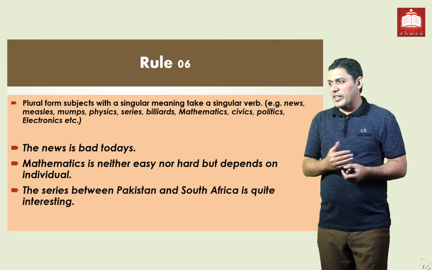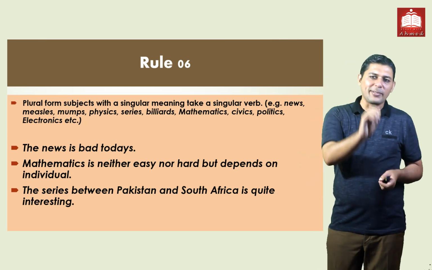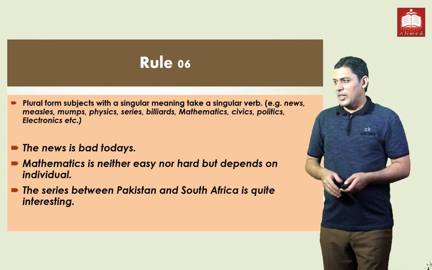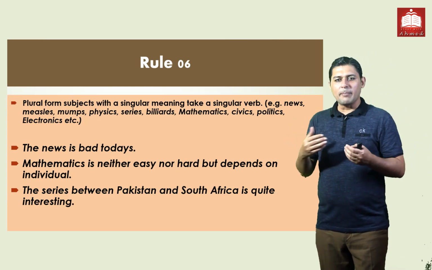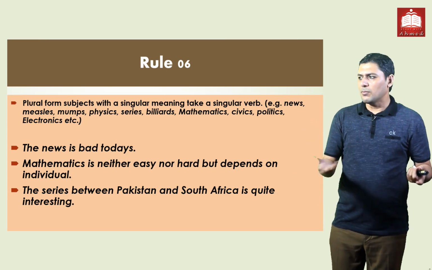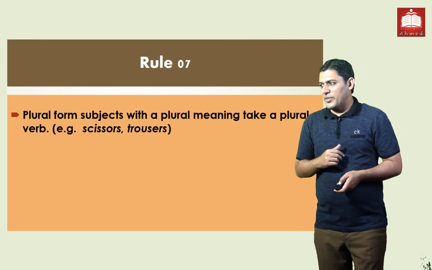We have the series between Pakistan and South Africa. It's quite interesting. Series is singular, though we have ES, but that is singular. And apart from these examples, we have a number of other examples. Physics or diabetes, more we have. Rule number 7 is plural form subjects.